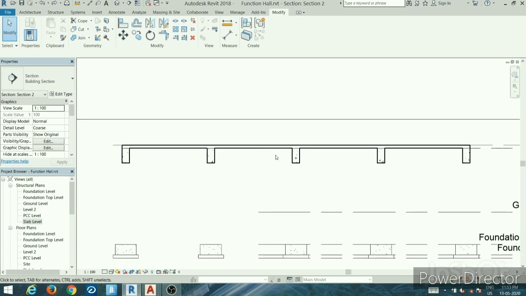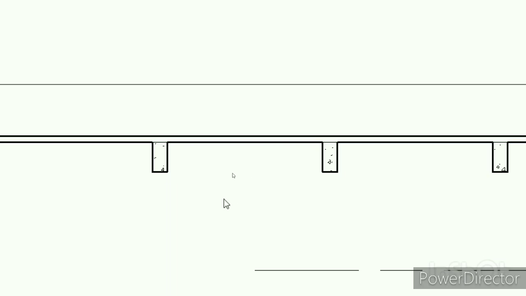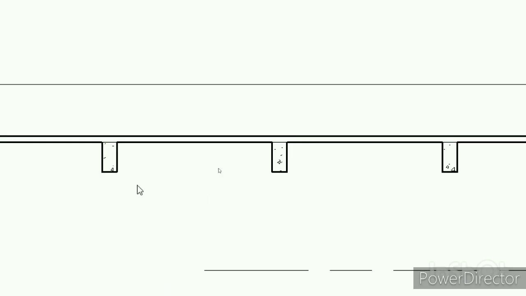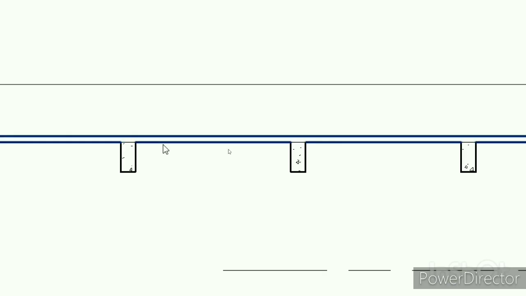Whenever there is an intermediate frame, the T section is adopted. There will be the T section. I am talking about this section. This is a T section that we should consider while designing the intermediate frame, that too at a mid.